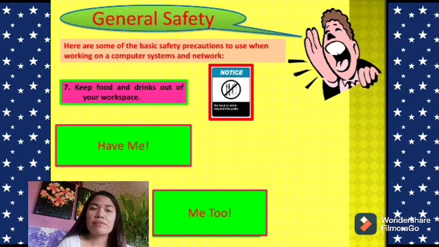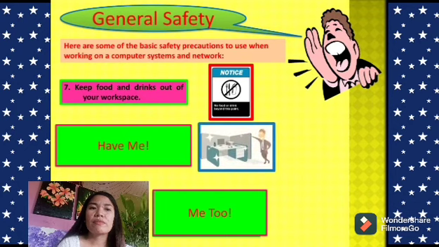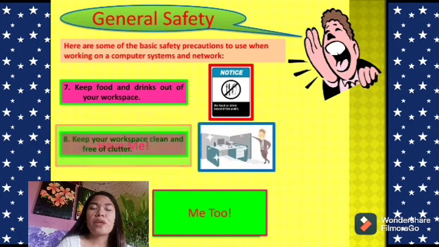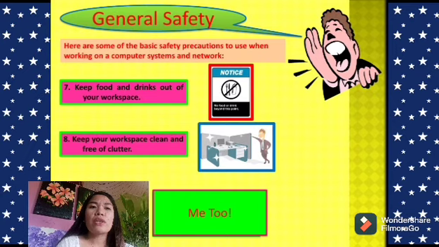Okay, next. Number 8. Keep your workspace clean and free of clutter. So clutter is one of the causes of accidents. For example, when clutter are around the floor, it may be the reason that you slip. Being organized can be of advantage for you because it will be easier in finding things needed in your job.